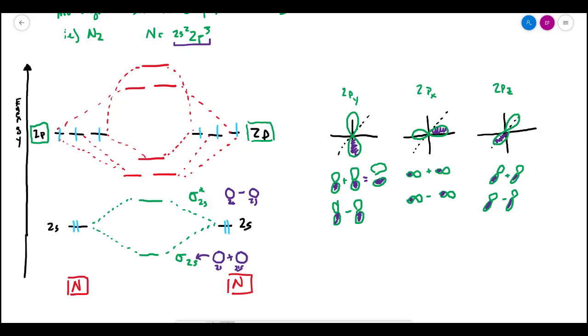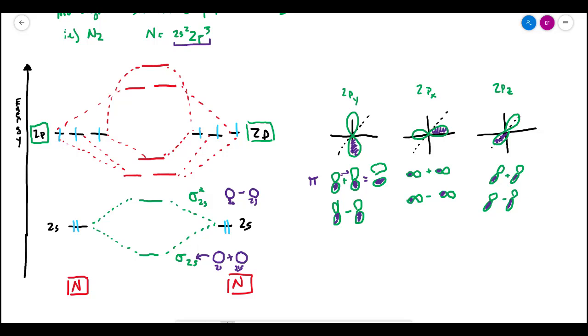How are these things overlapping? Are they overlapping head-on or side-on? If you look at the addition of these 2 in this orientation, these 2 p orbitals are coming together side to side. And so we're going to call this resulting shape, this new molecular orbital, a pi bond. And we're going to call it a pi bonding orbital.